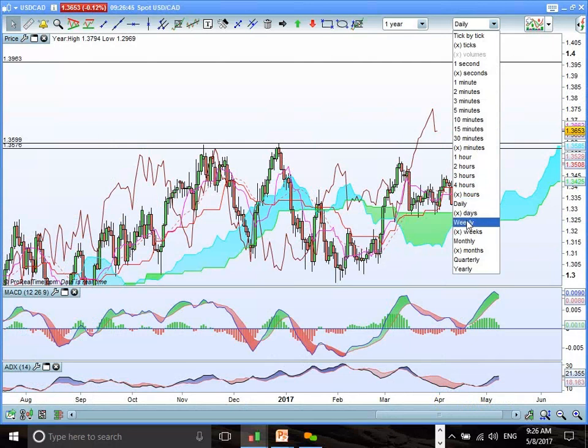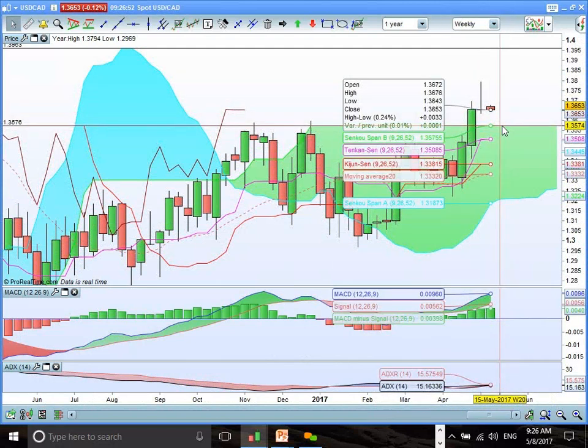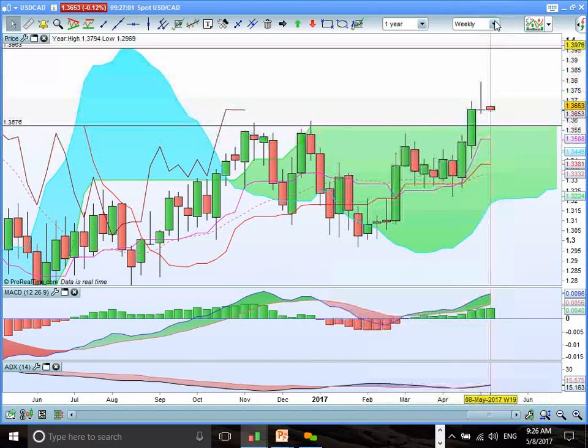Consolidating, the rally's taking a breather. We can see here we managed to break through the cloud. It's now going to come back to test the weekly support, the support for the weekly cloud at 1.3576. So watch out for that. That's the downside target now for potential support to come in.